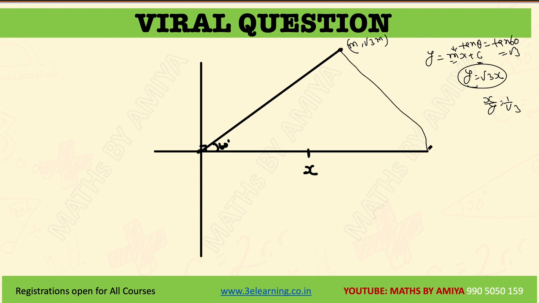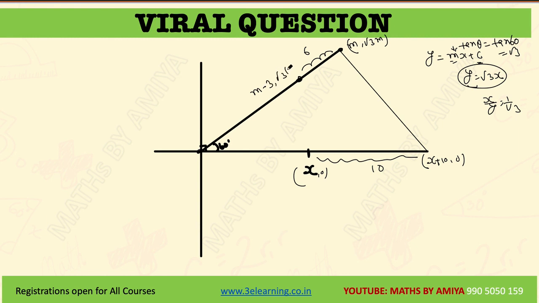Join these two lines. This distance, say it is 10, because one of the extreme distances was 10. So this one is (x + 10, 0), one of the coordinates. This one is (x, 0). We want another point here where the distance is 6. So this coordinate is (m - 3, root 3 (m - 3)).